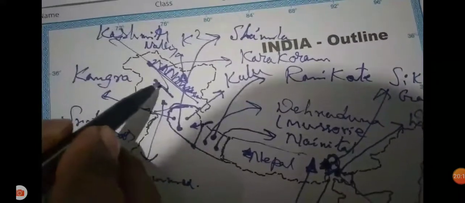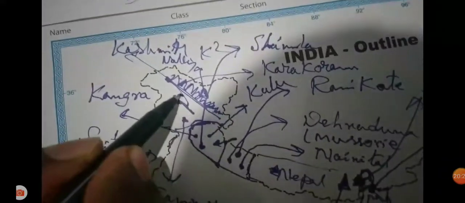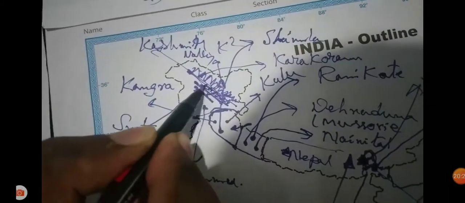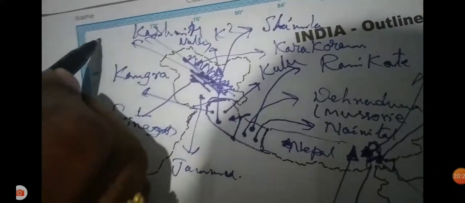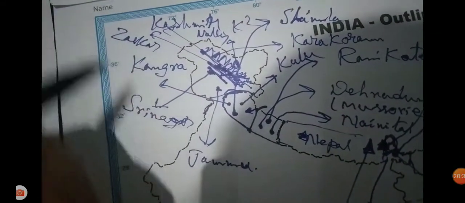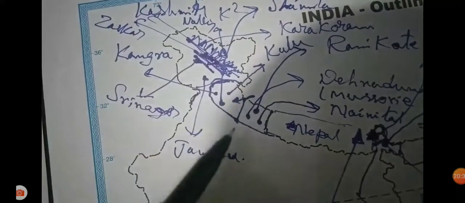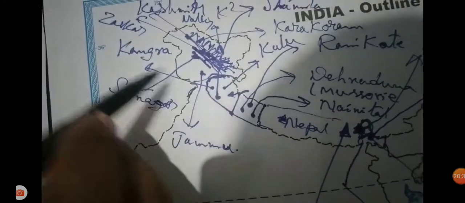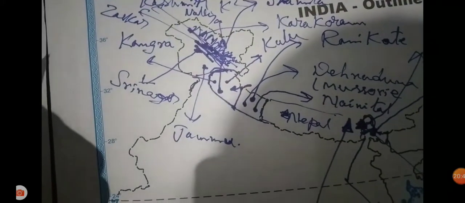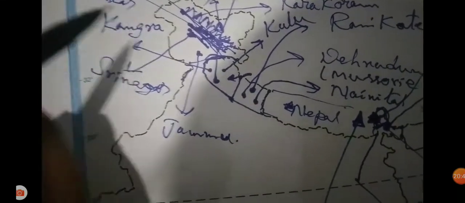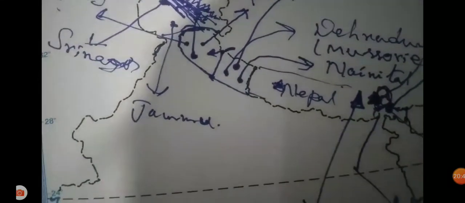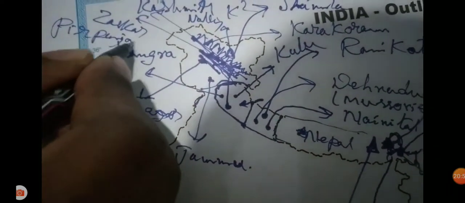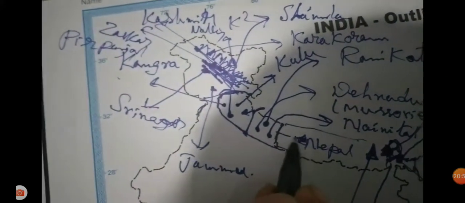South of the Karakoram, by the Kashmir Valley, are the Zanskar Hills. The extension of the Zanskar Hills is also called the Pir Panjal range. Similar to Zanskar to some extent, we have the Pir Panjal mountains. Later it goes on to Nepal in the middle.